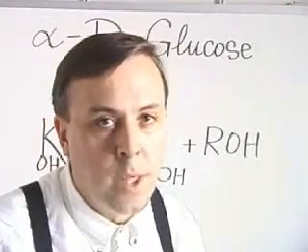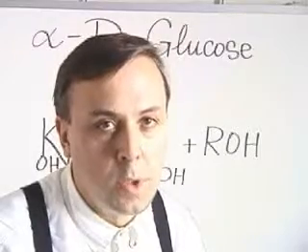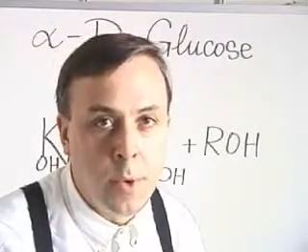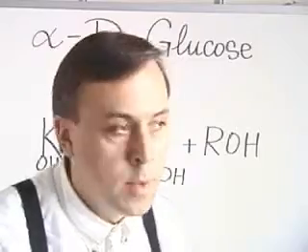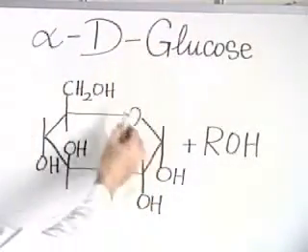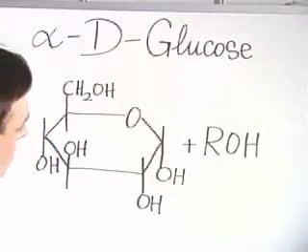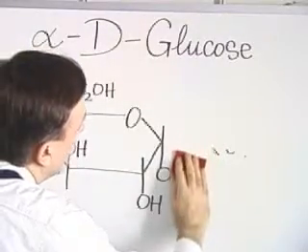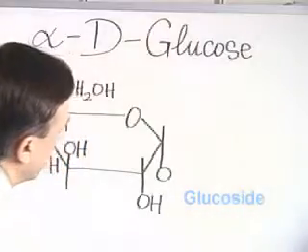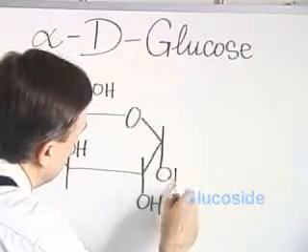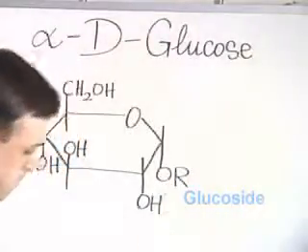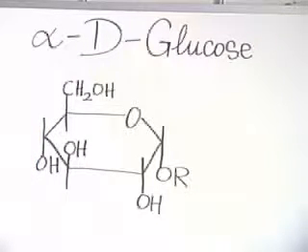Now let's go back to the structure of alpha-D-glucose and observe another important reaction, namely the reaction between glucose and another alcohol. As a result of this reaction, the so-called glucoside is formed. This reaction is important because it is a step towards understanding the formation of di- and polysaccharides.